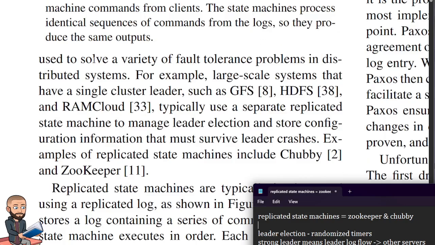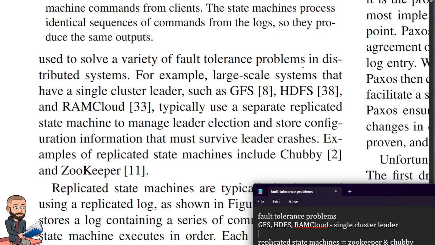And I want to read this part again real quick. These replicated state machines are used to solve a variety of fault tolerance problems. All right, so I took notes there. These exist to address fault tolerance, and here are 3 examples where there are single cluster leaders.